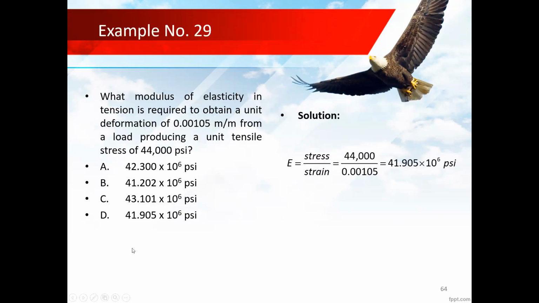Okay, so example number 29. What modulus of elasticity in tension is required to obtain a unit deformation of 0.00105 meter per meter from a load producing a unit tensile stress of 44,000 psi? Solution, simple lang. E is equal to stress over strain, 44,000 divided by 0.00105, or 41.905 times 10 exponent 6 psi. So the answer is letter D.